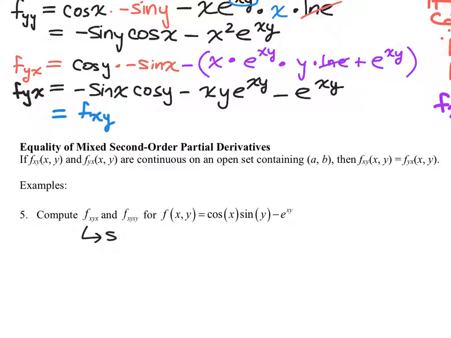But this is going to be the same as f sub x, x, y, f sub y, x, x, f sub x, y, x. So, what am I missing here? There should only be one y. Do I have it all? No, I think I have it all, yeah.